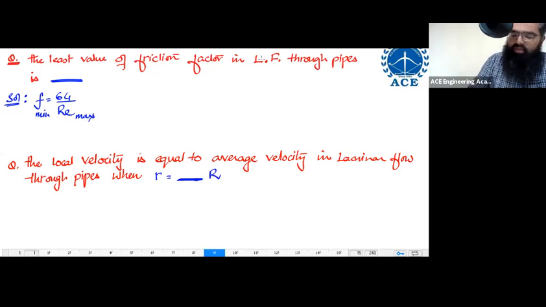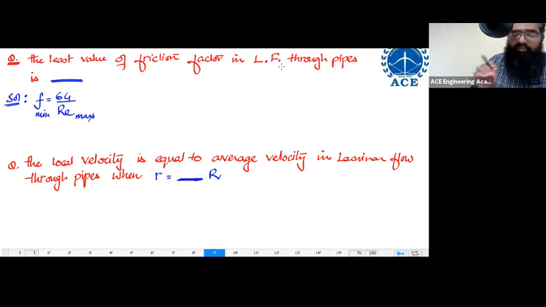What is the maximum value of Reynolds number in laminar flow? 2000 is the standard value we are taking according to Indian books. Okay, if you are referring to foreign authors, they'll take 2300, but don't take this value.